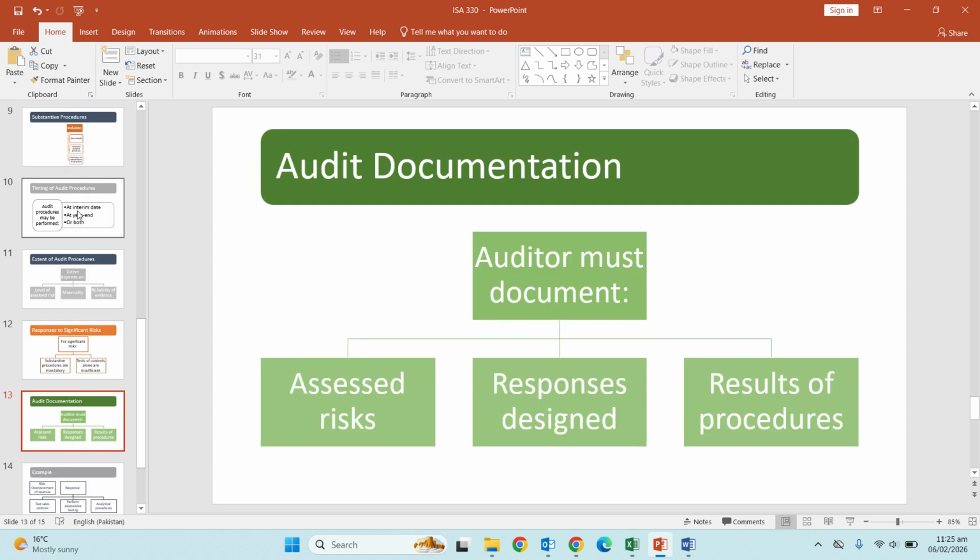So here is audit documentation. ISA 330 requires the auditors to document the assessed risks of material misstatement, the audit responses designed, and the results of audit procedures performed. This documentation provides evidence that the audit was planned and performed in accordance with auditing standards.